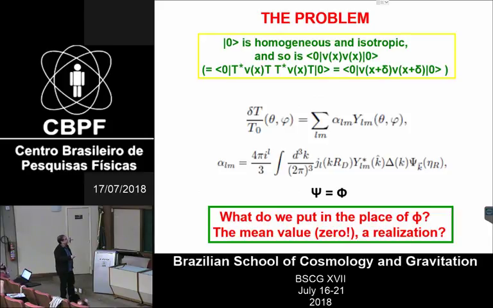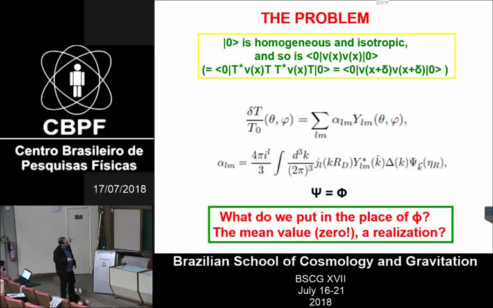Okay, but the problem is that, first, the vacuum state is homogeneous and isotropic. Even the mean value of V squared is homogeneous and isotropic. Because if T is the translation operator and the vacuum is invariant under that, then the mean value of V squared is equal to the mean value of V squared plus delta. Also, remember the equation that I put yesterday: the fluctuation of the Planck temperature is related to this quantity here, which in turn is related to this quantity here, psi. And as Robert told us, this psi here is the metric fluctuation, in which case, if the energy momentum tensor has no anisotropic pressure, psi is exactly equal to phi.